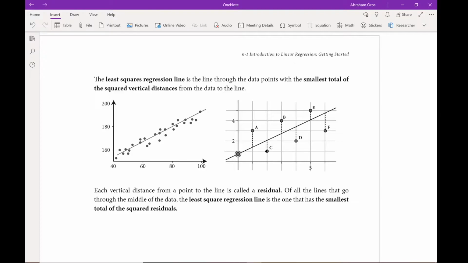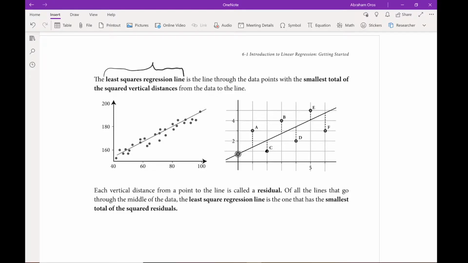Now, I mentioned before that there was a best fit line. However, there's an actual formula to this, and an actual technical phrase for it is the least squares regression line. And it is the line through the data points with the smallest total of the squared vertical distances. All right, what are the vertical distances?